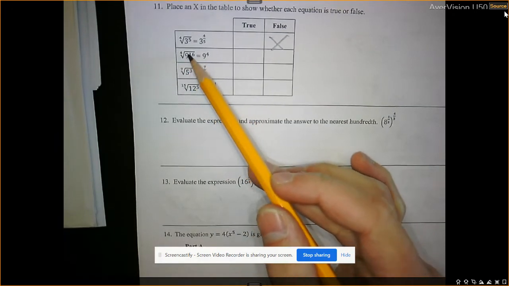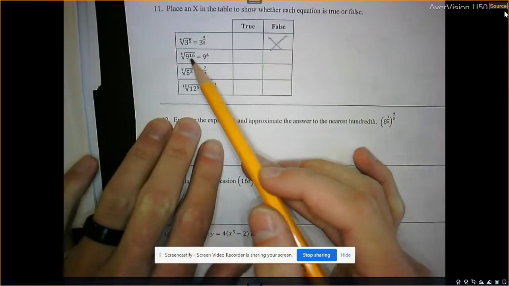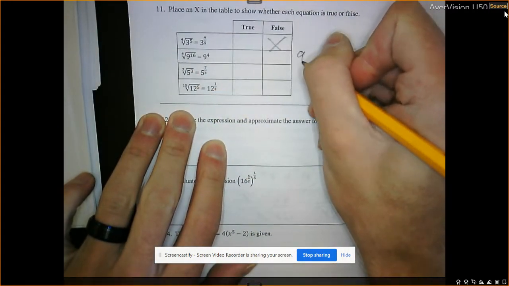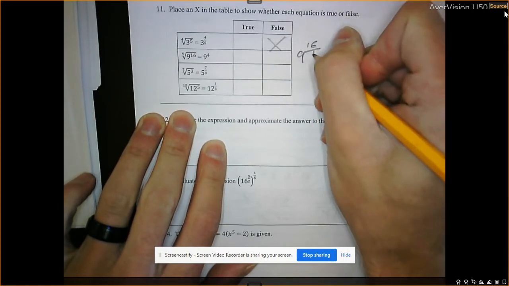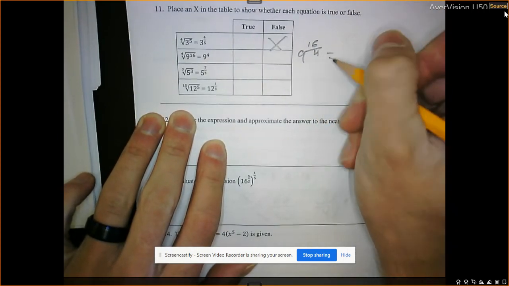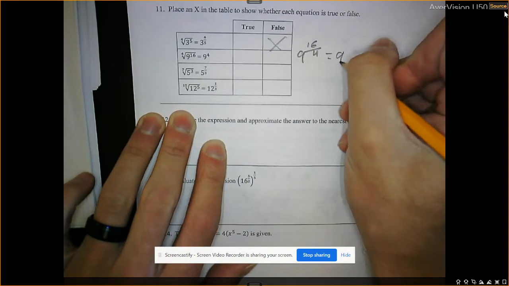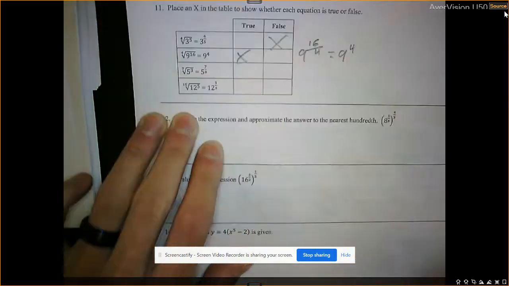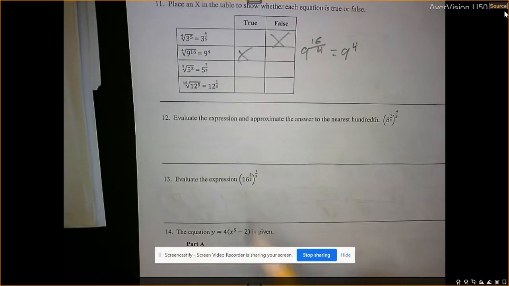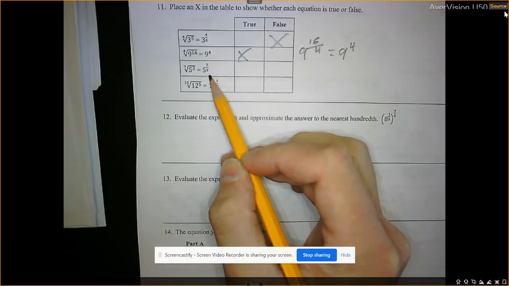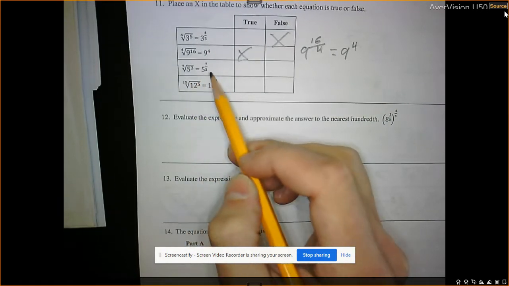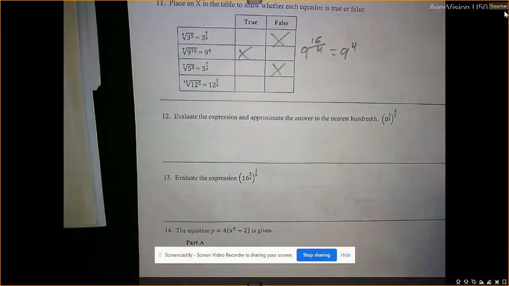Okay, now for this next one, think about what this simplifies to. 9, or the fourth root of 9 to the 16th, that's like saying 9 to the 16 over 4. Well, that simplifies to, well, 16 divided by 4 is 4, so that is 9 to the 4th. So this one is true. Now, this next one is like the exact same as this first one. Remember, the exponent needs to be the numerator, and the root needs to be the denominator. They mixed it up. It's false.